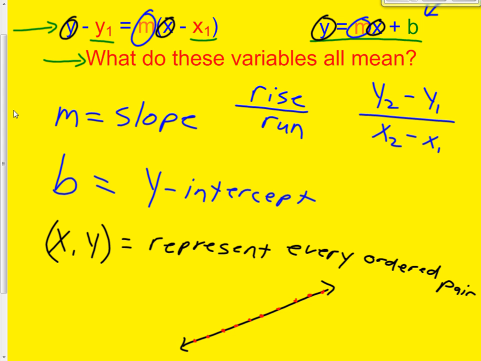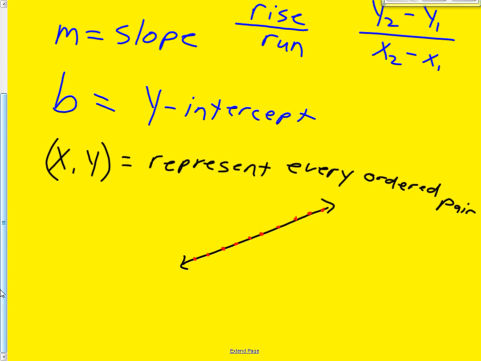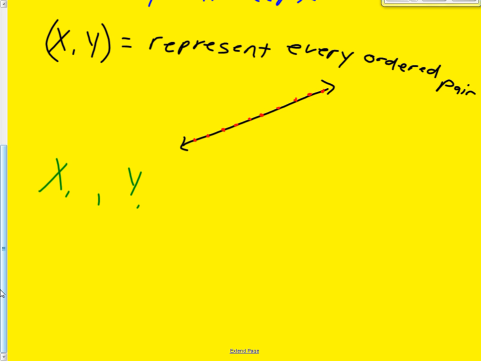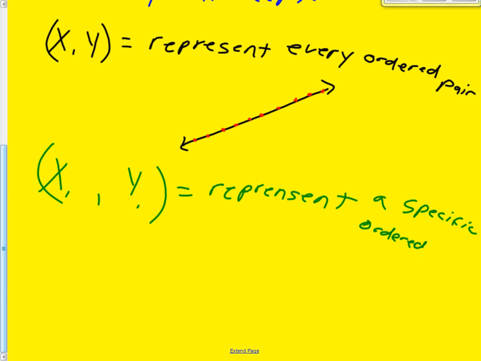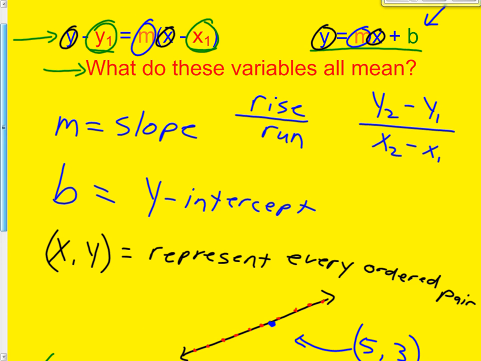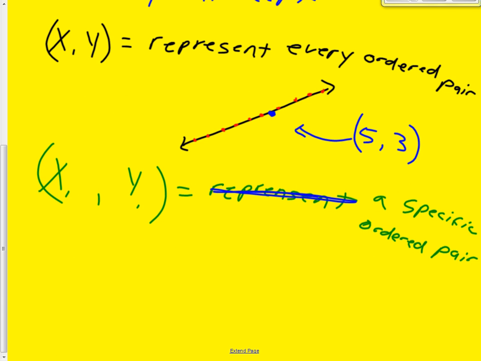So the last ones we have here are X1 and Y1. These are a specific ordered pair. So X1, Y1, they represent a specific ordered pair. So on this line, you might have this point right here, and this point is right 5 up 3. I'm just making up a number, okay? So all of these red points are X and Y. They represent every ordered pair. But that blue one right there, that is a specific ordered pair. We know what it is. It's 5, 3. And that, my friends, goes in for this number and this number. So X and Y represent every ordered pair. X1, Y1 is a specific ordered pair. And I shouldn't have put represents. It is a specific ordered pair. That is what X1, Y1 is.